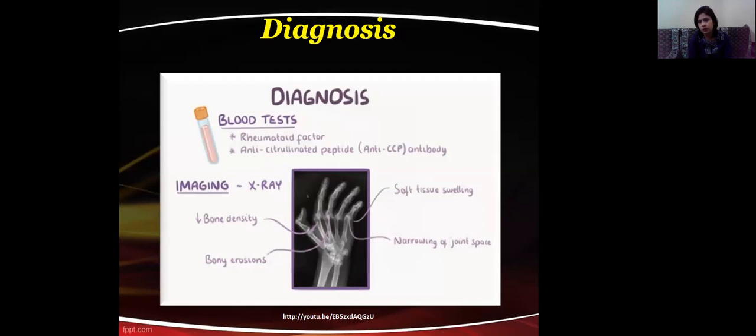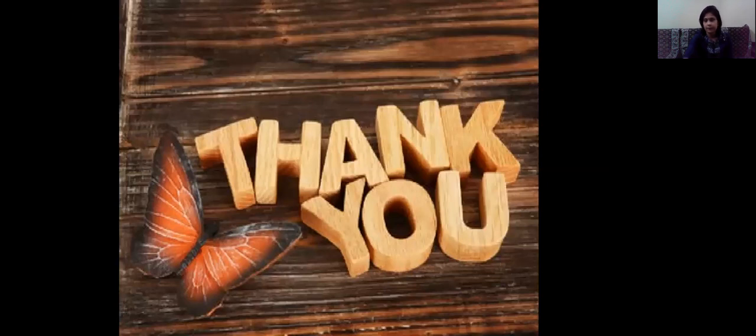If we talk about investigations, the person is advised rheumatoid factor, anti-CCP antibodies, and imaging techniques, in which X-ray is advised, where you will see low bone density, bony erosions, narrowing of the joint space, and soft tissue swelling. Thank you.